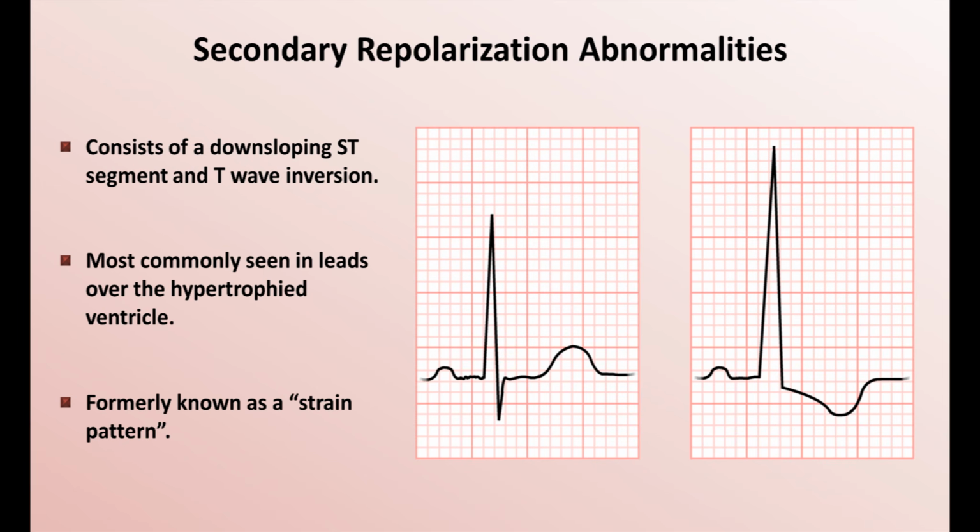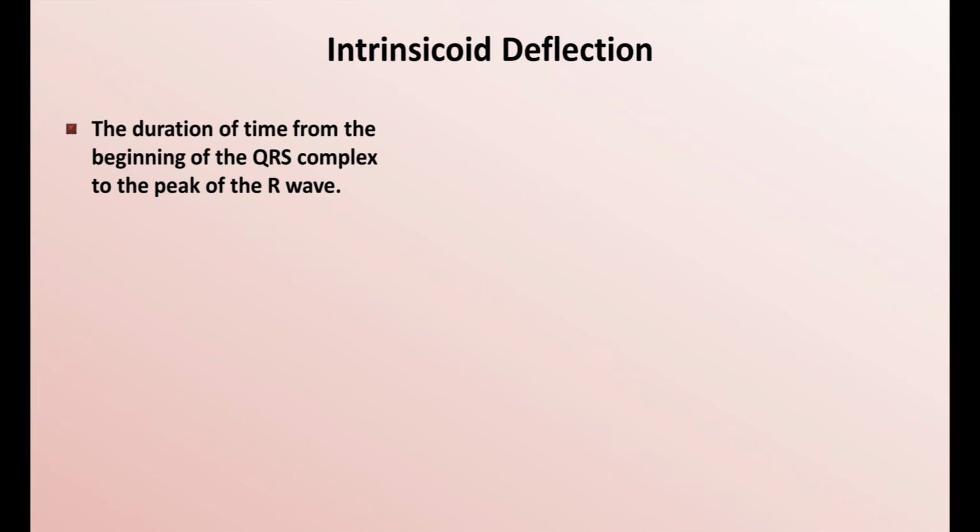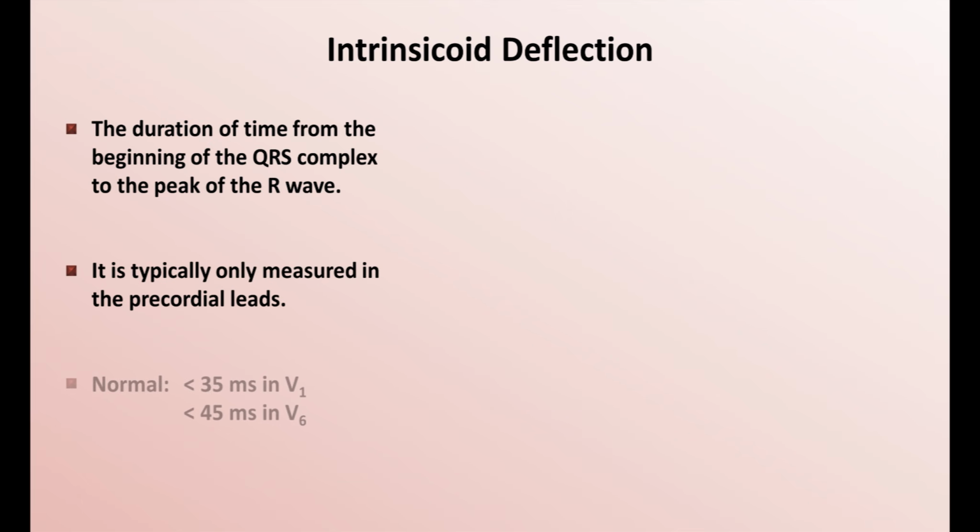Yet another aspect of the ventricular depolarization that can provide evidence of hypertrophy is something called intrinsicoid deflection. This is the duration of time from the beginning of the QRS complex to the peak of the R wave. It is typically only measured in the precordial leads. Normal is less than 35 milliseconds in V1 and less than 45 milliseconds in V6.